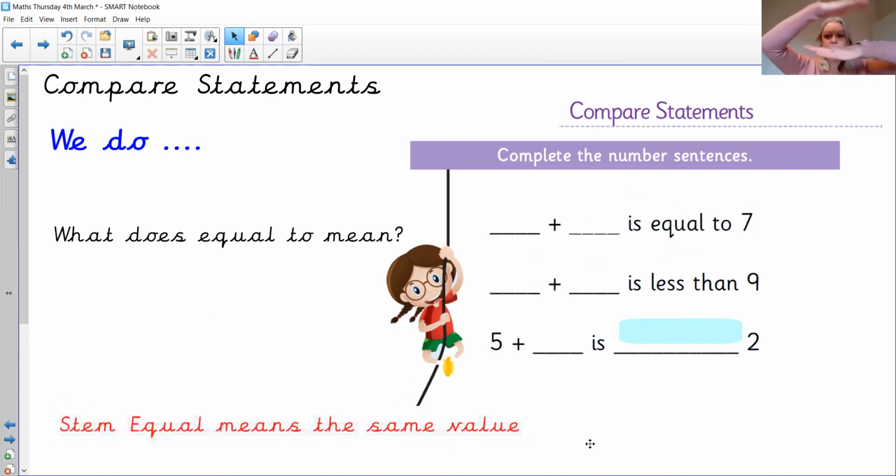Equal means the same value, the same amount. Equal is the same. So I've got to put a calculation here, and it has to be equal to 7. So I need to know my number bonds to 7. What 2 numbers can I add up to make 7?